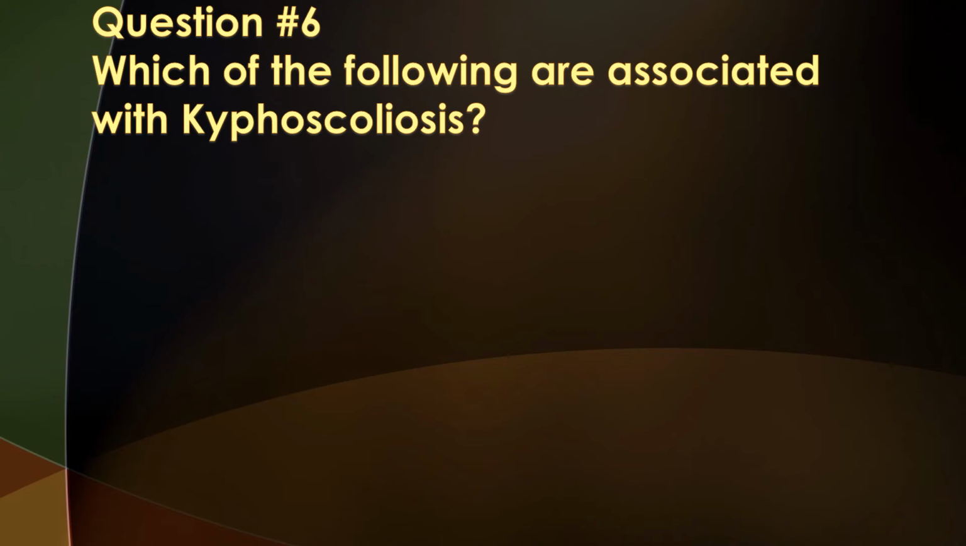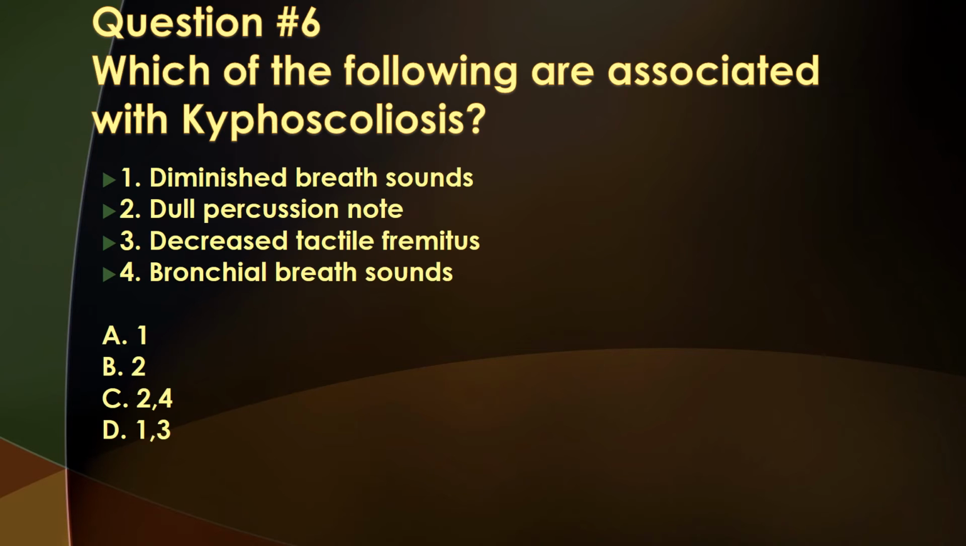Question number 6. Which of the following are associated with kyphoscoliosis? A. Diminished breath sounds. B. Dull percussion note. C. Dull percussion note and bronchial breath sounds. Or D. Diminished breath sounds and decreased tactile fremitus. If you answered C, you are correct.